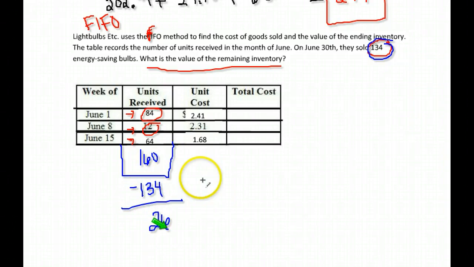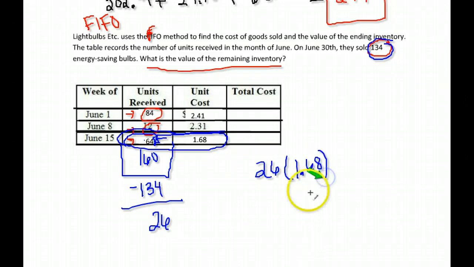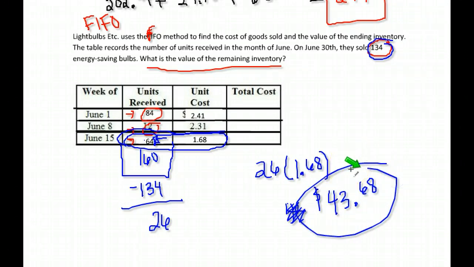Then you have to figure out how much those 26 cost. Well, we know that the final 26 were all in this group here. That's where our leftovers were, because we had a 64 there. So if there's only 26, we know we sold some of these. So we had 26 left over, and they were from the group that cost $1.68 each. So we get $43.68. That's the value of our inventory that's left over.